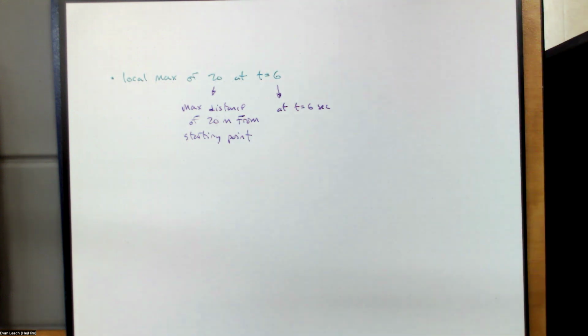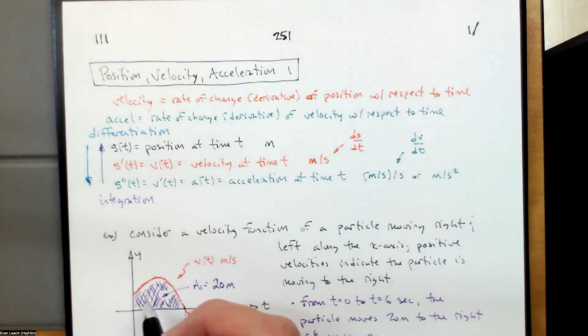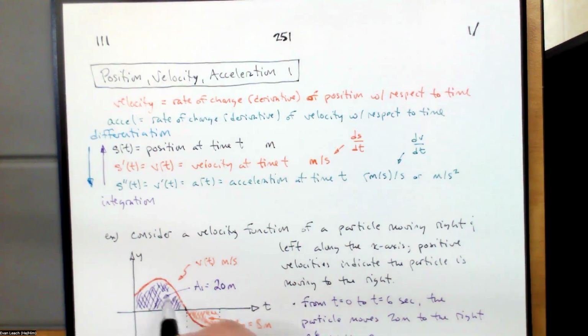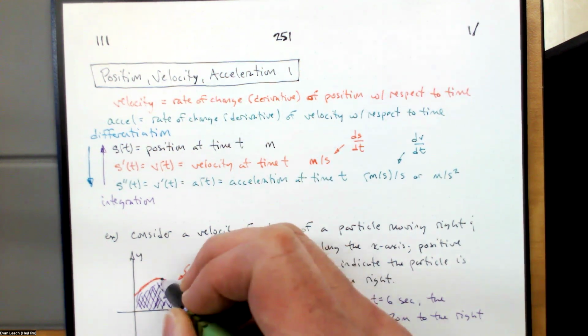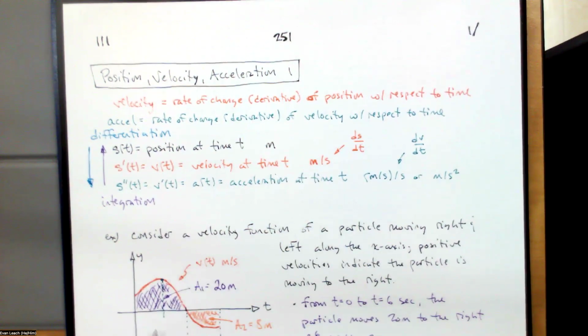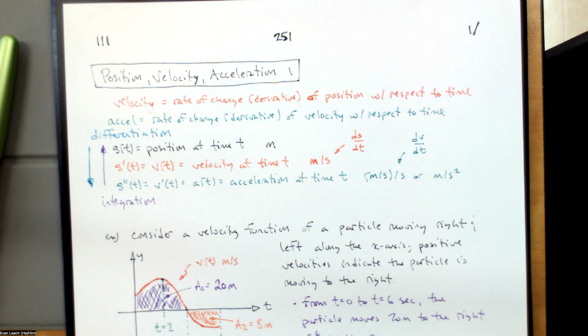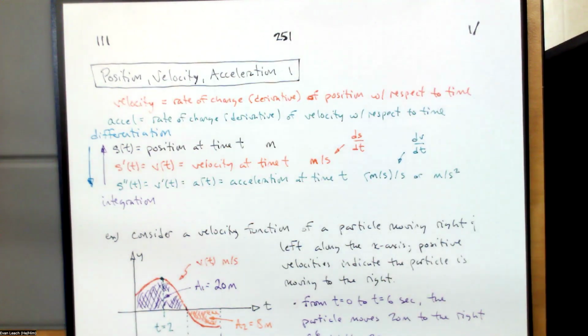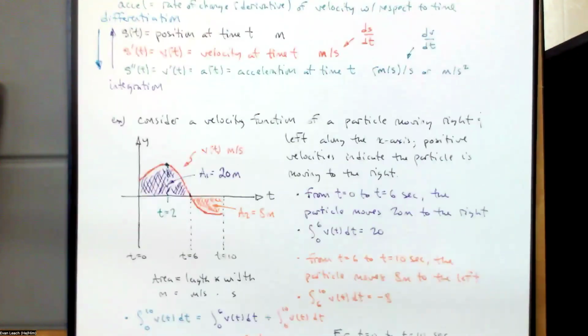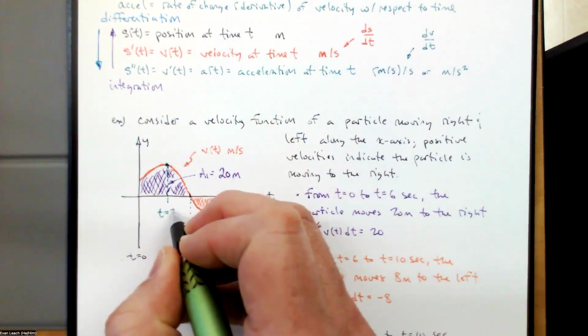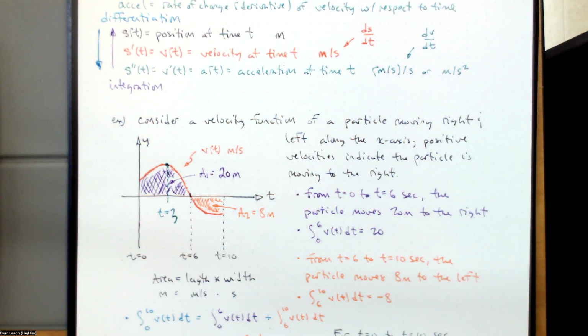Looking at some other features on the graph. At one point, our velocity is increasing, and then our velocity begins to decrease. And that happens about right here, at approximately t equals 2 seconds. Actually more like halfway. Let's call it 3. At approximately t equals 3 seconds, the velocity changes from increasing to decreasing. So we have positive acceleration, and then at 3 seconds, we have negative acceleration.